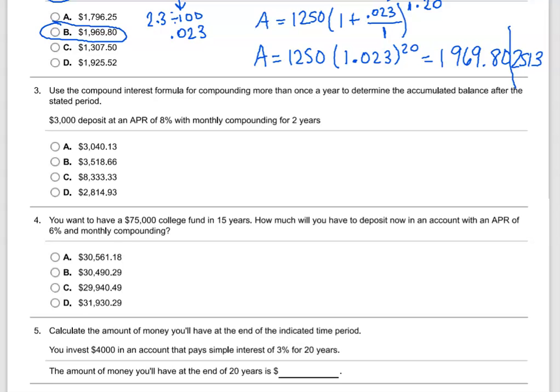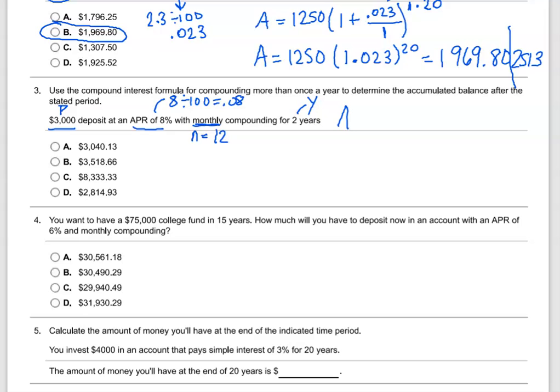Use the compound interest formula for compounding more than once a year to determine the accumulated balance after the stated period. So here's our information. We're putting $3,000 in, so that's our principal. With an APR of 8%, we know we're not going to use 8%. We're going to have to do 8 divided by 100 to get 0.08, right? With monthly compounded. So in my formula, that means that N, if it's compounding monthly, is going to be 12 because there's 12 months in a year, right? And we're compounding this for 2 years, so this would be my Y part.